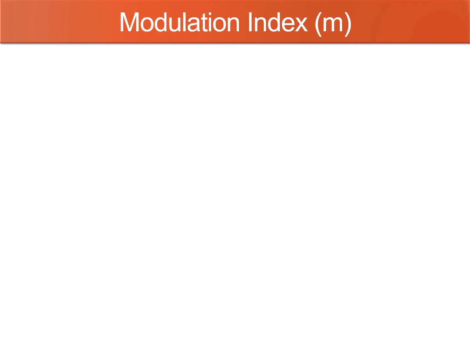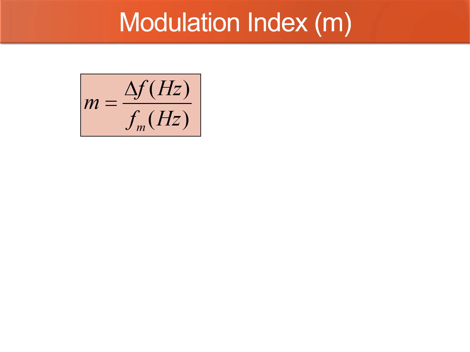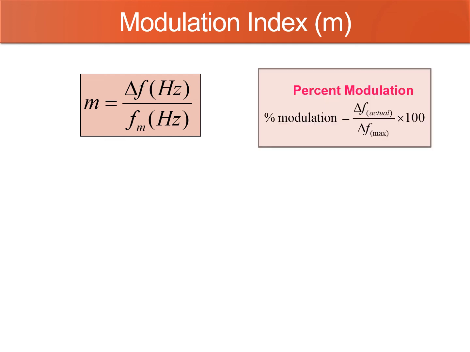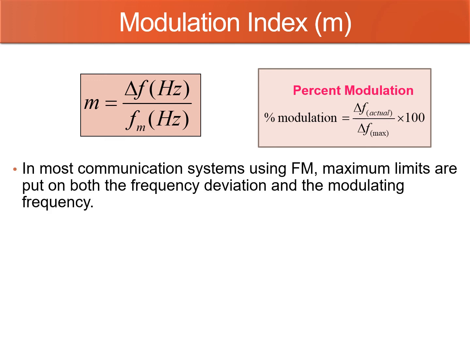For the modulation index, M equals delta F over Fm, and it can also be written as a percentage by multiplying by 100. In most communication systems using FM, maximum limits are put on both the frequency deviation and the modulating frequency.